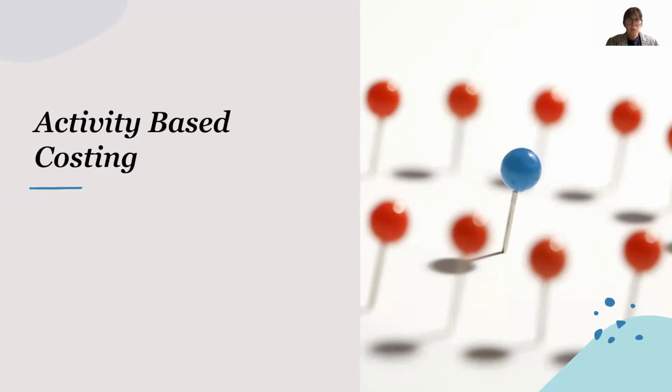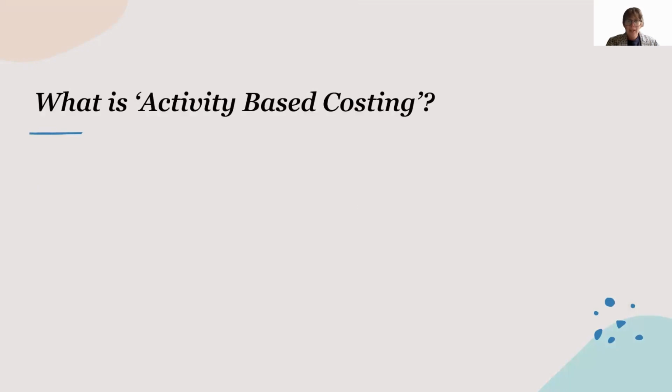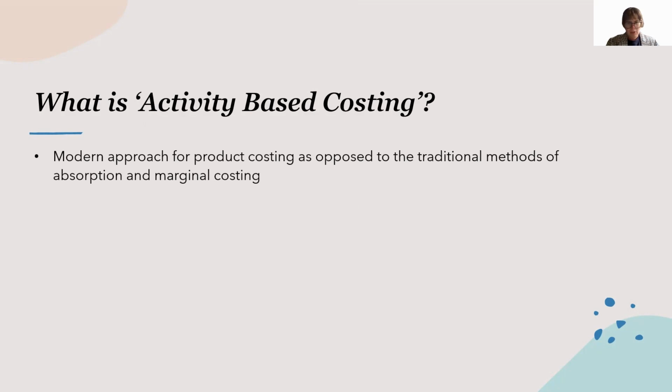In this video, we are going to have a look at one of the more recent costing types, being activity-based costing. So first of all then, what is activity-based costing? Like I previously just mentioned, it is a very modern approach to cost a product. It is different to that of the traditional methods of absorption and marginal costing. However, it is a form of absorption costing.